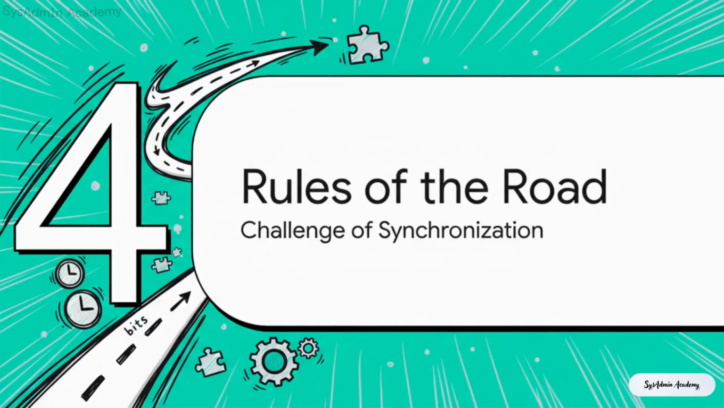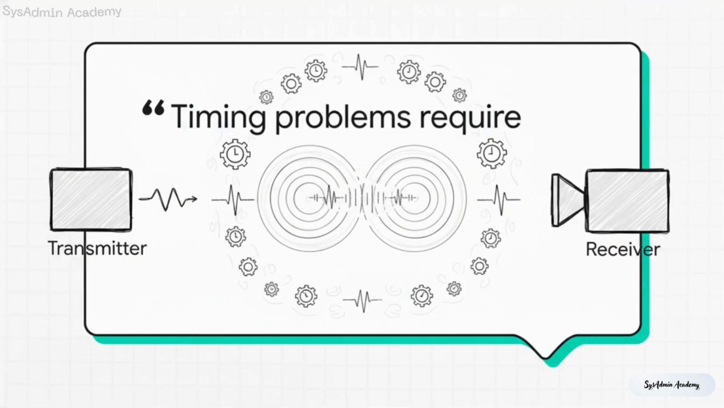But wait a minute. Sending everything down one single lane introduces a massive new problem. If all you see is this endless stream of ones and zeros flying by, how on earth does the device on the other end know where one character stops and the next one starts? This is the huge challenge of synchronization. And that's the bottom line.